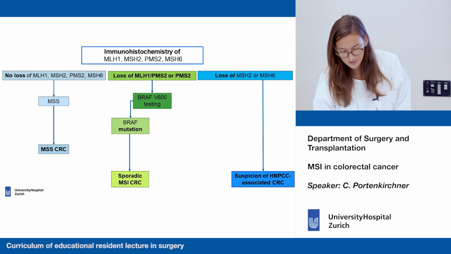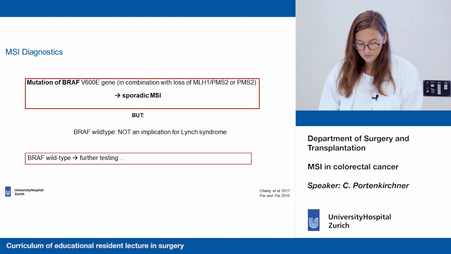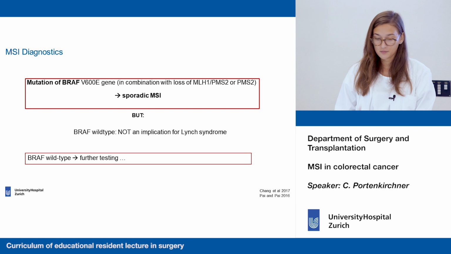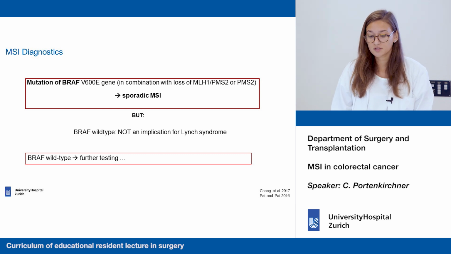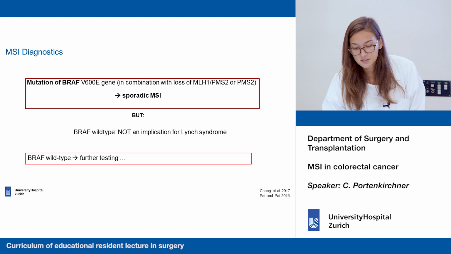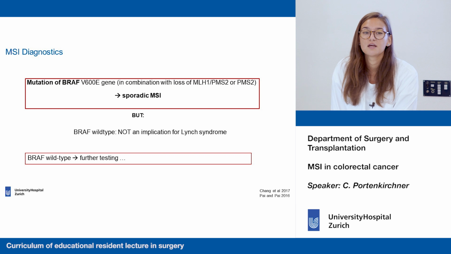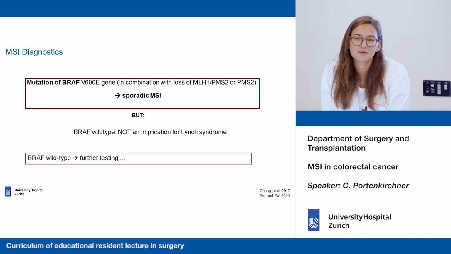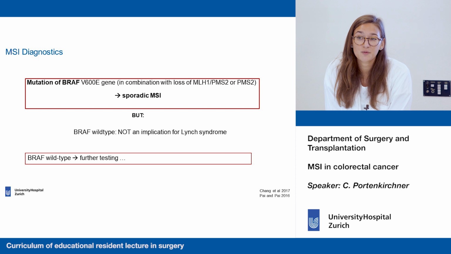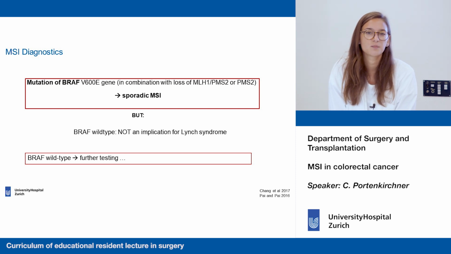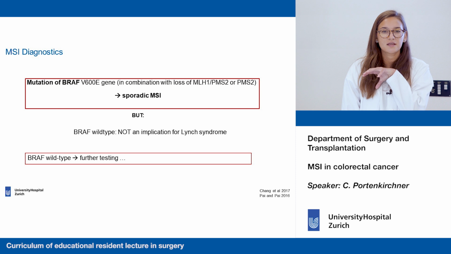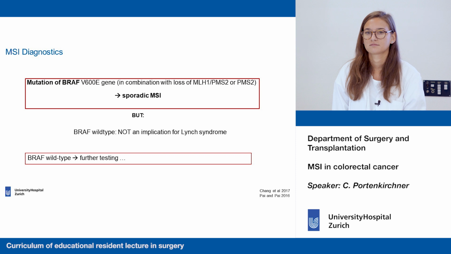But, and there is always a but, it is important to know that the absence of a BRAF mutation, so if we have a BRAF wild type, does not imply Lynch syndrome. So if we have colorectal cancer with the BRAF wild type and the loss of MLH1 and PMS2, we have to perform further testing. Now a question to my colleagues, maybe a tricky one, but I think you will know. You already heard about it. How can we distinguish between an epigenetic, sporadic MSI colorectal cancer, or a germline mutation?